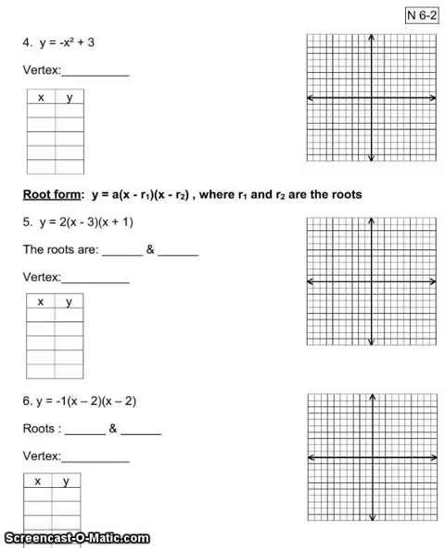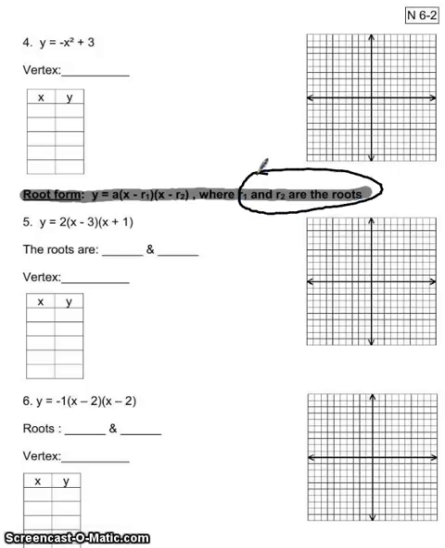The next thing we're going to look at is root form. I want you to go ahead and highlight root form for me. Okay, my root form is y equals a (x minus r1)(x minus r2). And if you notice what it says, r1 and r2 are our roots.